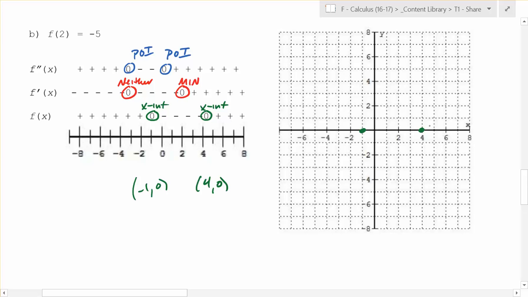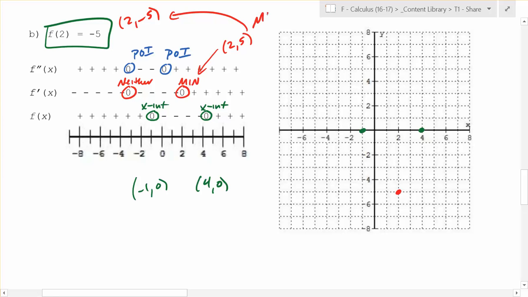So then, let's do this, it tells us also this, right? 2, -5. So that's the point 2, -5. So let's plot that. Where's that? 2, -5. And you know it's a min. Yeah, we just used it as a min. It is a min. Exactly. So if it's a min, then you know it's concave up.